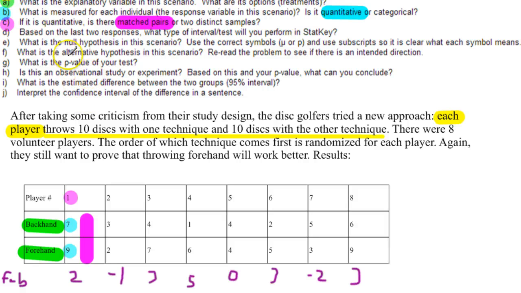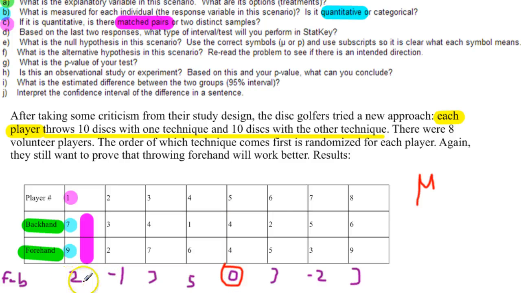It says, what is the null hypothesis in this scenario? Use the correct symbols or subscripts so it is clear what each symbol means. The null hypothesis always represents that there is no difference between the groups. And when we have matched pairs like we do here, no difference would mean something like player number 5, where the two treatments are exactly the same. It doesn't matter what group you're in, the difference is going to be 0.